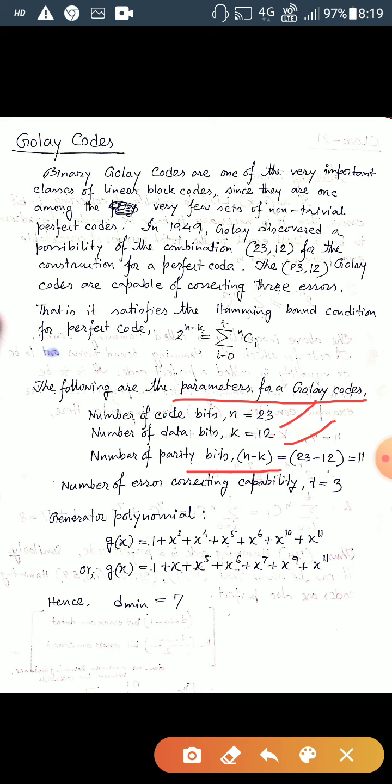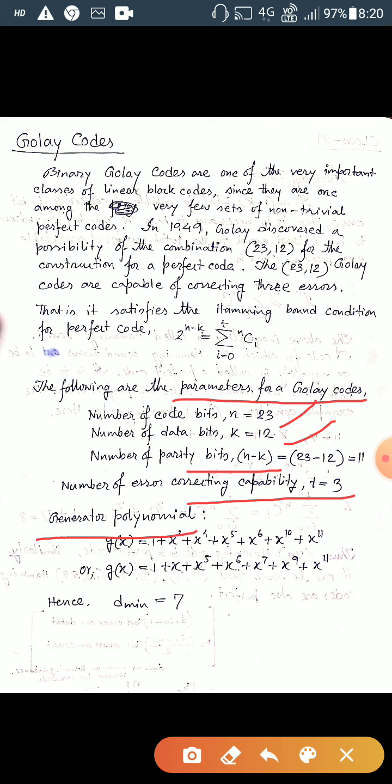The error correcting capability t is equal to 3. That means a bunch of errors of 3, that is 3 bit positions, if errors occur at a time. If we talk about the Hamming code, only a single bit position error can be corrected. But in this case, it is capable of correcting up to 3 bit positions of error. So this is an important point for the Golay code.